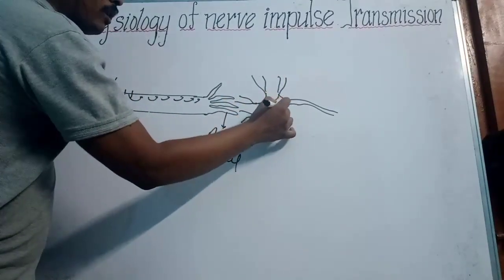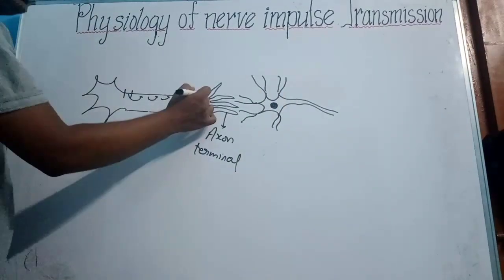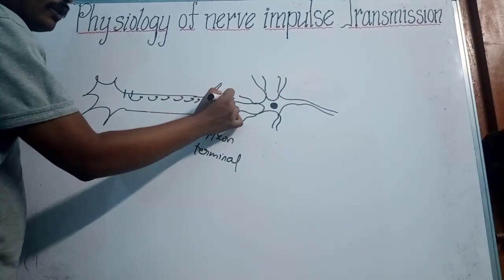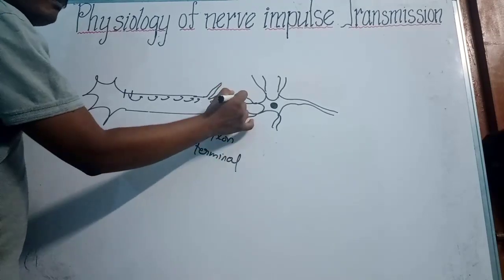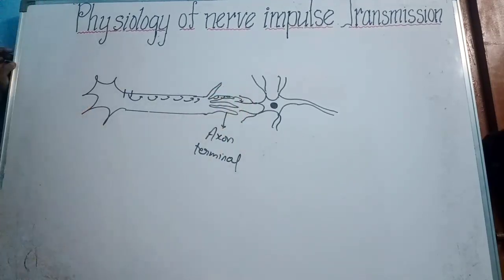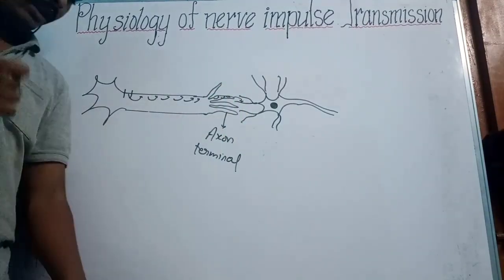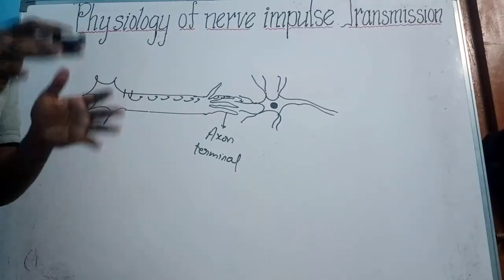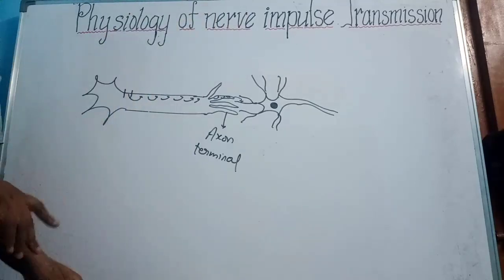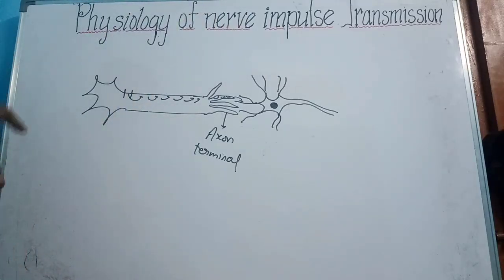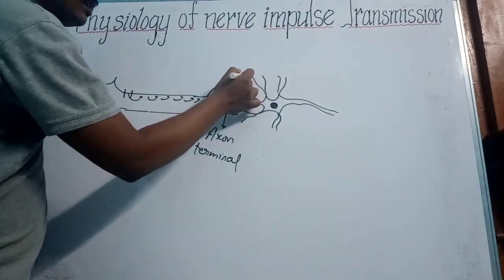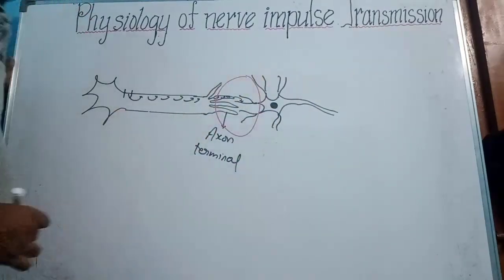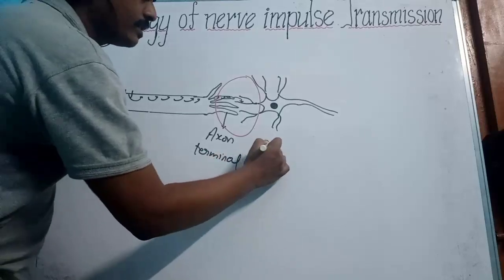So how will this depolarization wave, which is carried to the axon terminals, go from here to the next neuronal membrane? That is the question, and that will be answered in this video. That is the physiology of nerve impulse transmission. First of all, we should understand that this junction is called a synapse.